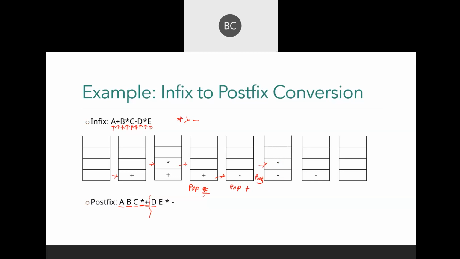Okay, next is E. It's an operand, so we will print it here directly. So everything is done. All symbols and alphabets are done. Remember, initially the stack will be empty, and at the end also the stack will be empty. So once the expression is evaluated, you have to check what are the elements left in the stack. So leftover symbols are what? Plus and minus. You can pop everything one at a time.